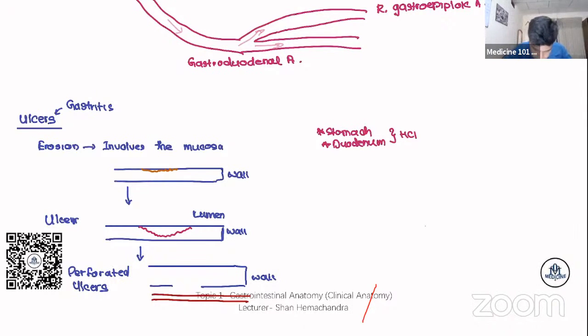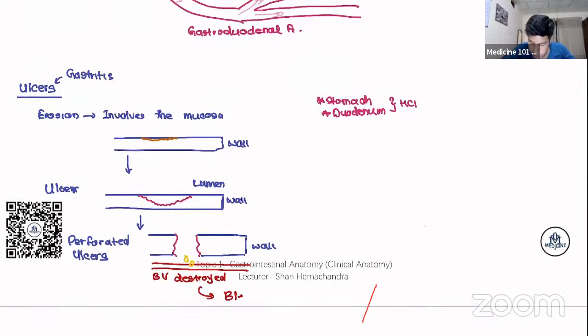Sorry, let me erase the top part here. The ulcer will basically destroy the entire wall. And then where does the acid fall into? Blood vessels. The acid will come and destroy the blood vessels, and this can lead to bleeding. For seniors, into the peritoneal space. For juniors, you can call it internal bleeding. Okay, it's going to cause bleeding.